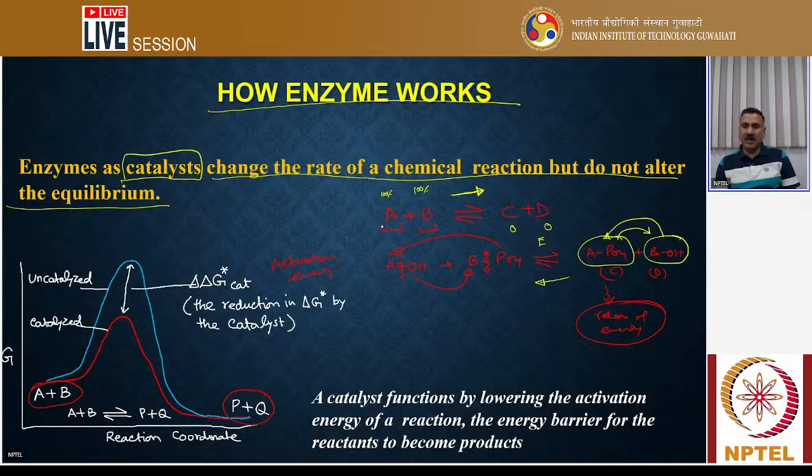At the equilibrium, you will have some concentration of A, some concentration of B, some concentration of C, and some concentration of D. And this equilibrium is not changed by the enzyme. It is only changing the rate of the chemical reaction, right? Without an enzyme, the conversion of A plus B to C plus D would be very, very slow. But with an enzyme, it is faster, though it does not change the equilibrium concentrations.